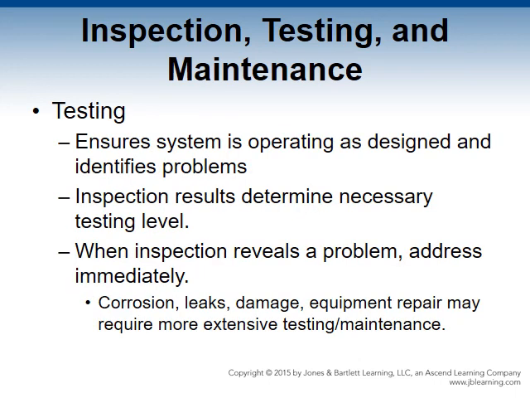Testing. Periodic testing ensures the system is operating as designed and identifies problems. Results of monthly and semi-annual inspections determine the necessary level of testing. Most testing is, however, semi-annually. When inspection reveals a problem, necessary maintenance and testing should take place immediately. Corrosion, leaks, damage, and equipment repairs require further investigation and possibly more extensive testing and maintenance.